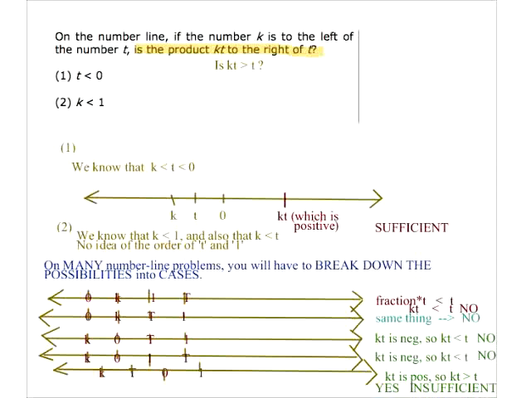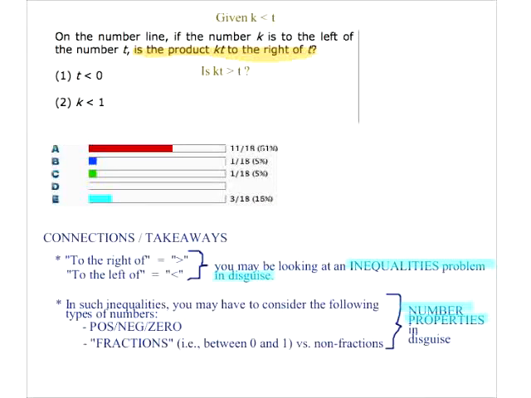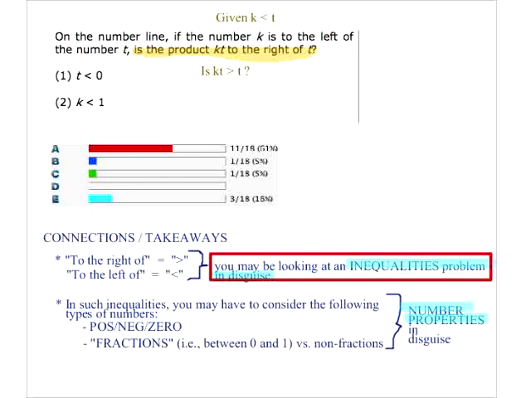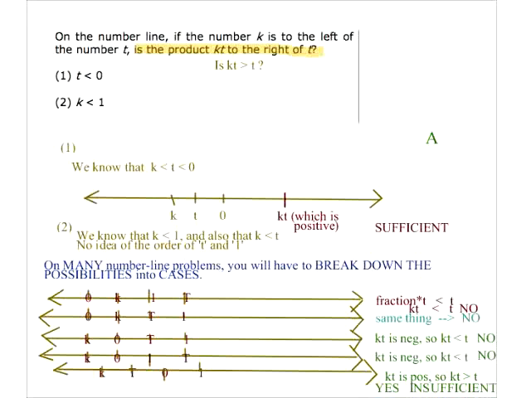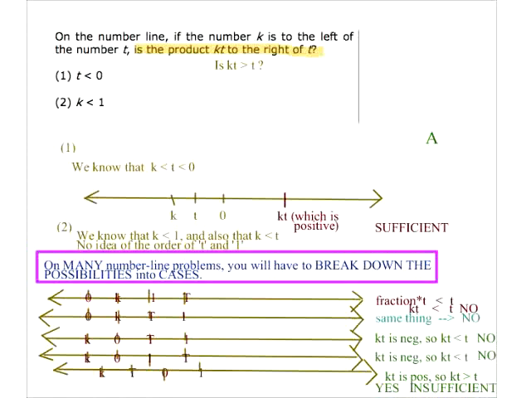So the answer to the problem is A. Okay. Let's take a look at the takeaways that we got. Three different kinds of general lessons we've learned from this guy. The first is that you may have to think about connections to inequalities. The second thing is that you may have to look at connections to number properties. And the third thing, which believe me, you will have to do a lot of on these problems, is you will have to break them down into cases.